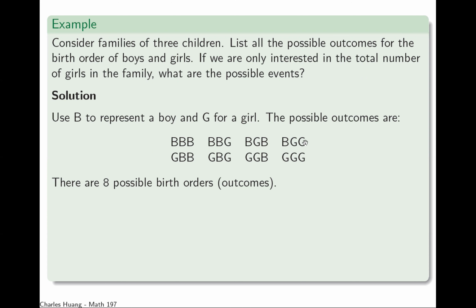Now, we'll show you how to find out that there are 8 different possible outcomes, because it is important for us to know how many there are in total, even if we have a little bit of trouble writing them out.